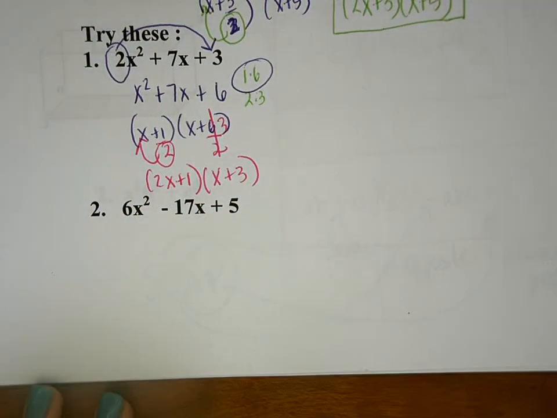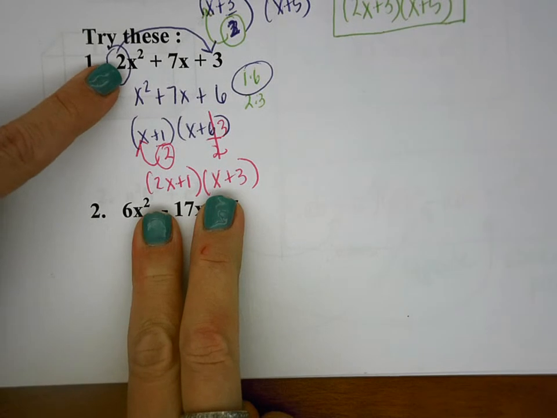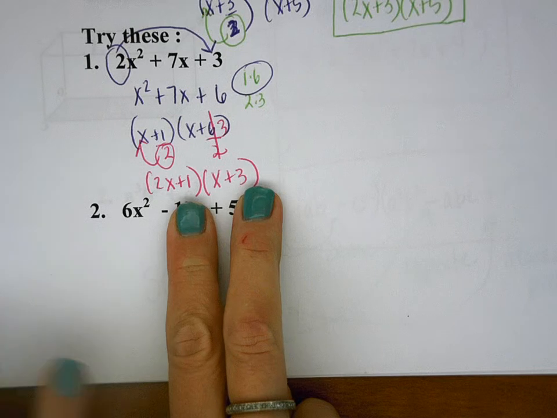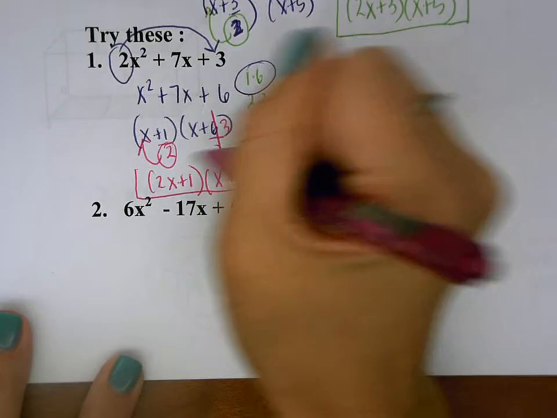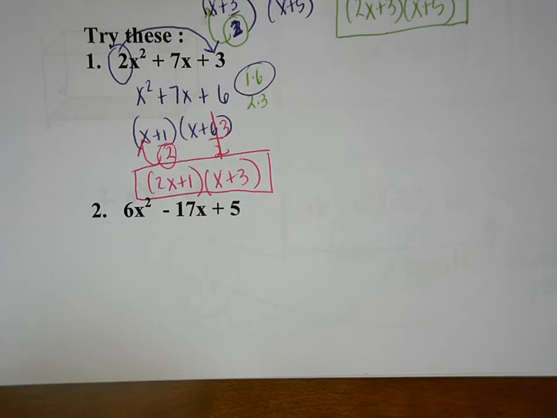We double check our answers. 2x times x makes 2x squared. 1 times 3 makes 3. And I know I did it correctly. This is my answer. Okay, you think you're ready to try one on your own yet? Yes, ma'am. Okay, let's see what you can do.